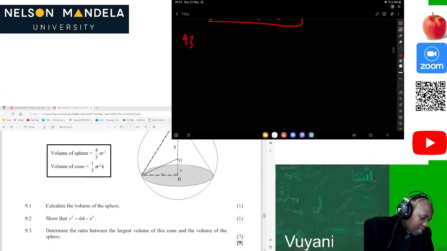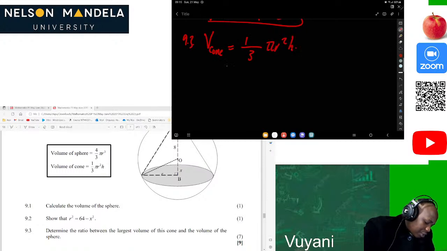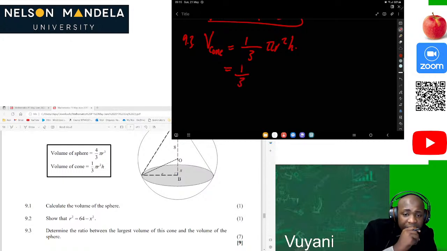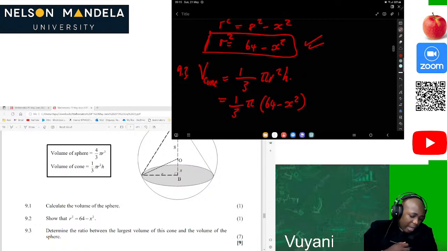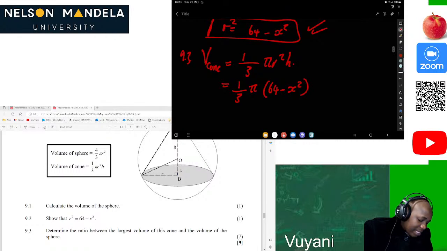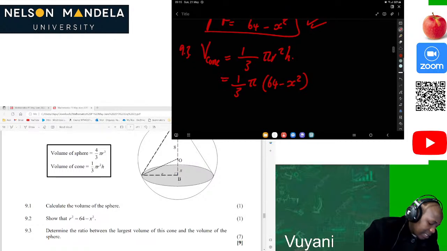So the volume of the cone, which we're told is 1 over 3 pi r squared times h. This should be 1 over 3 pi, then we have 64 minus x squared. Where is this coming from? We have solved it in 9.2 when they say show that r squared is equal to 64 minus x squared. So where there's r squared, we put 64 minus x squared. Then our height will be 8 plus x.